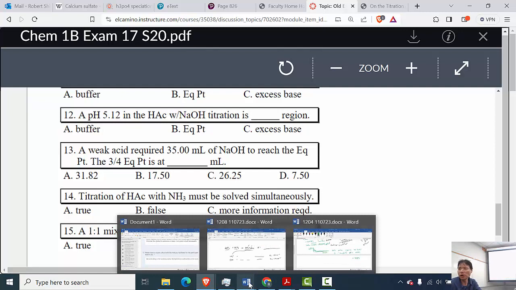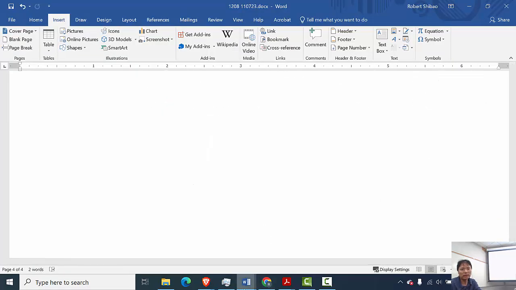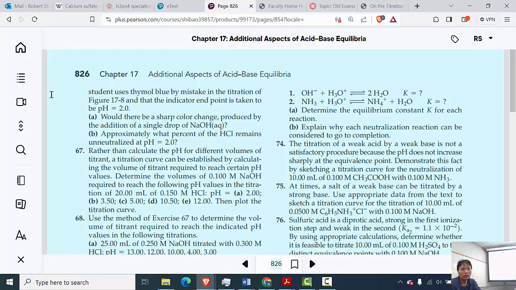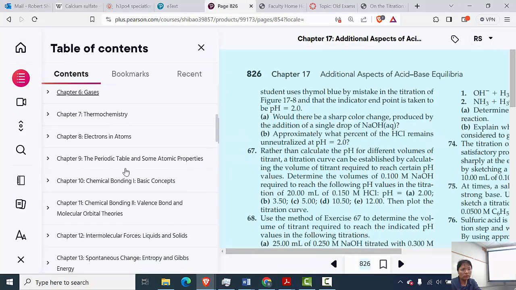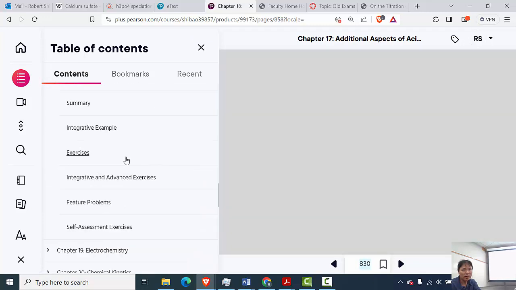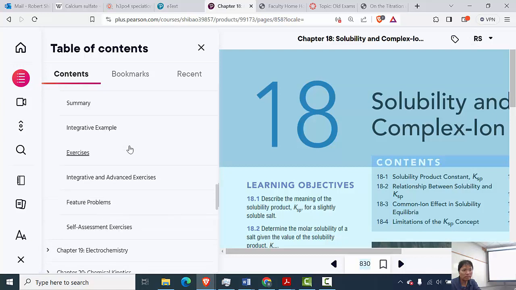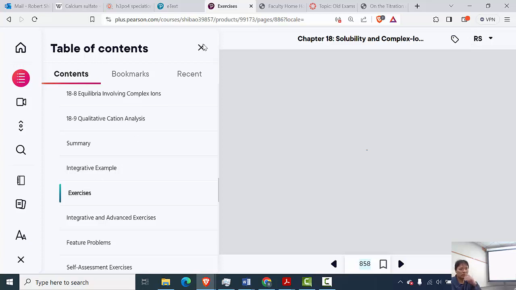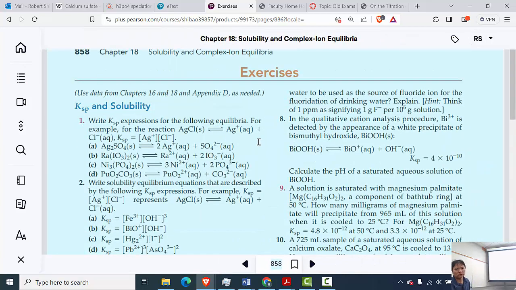Today, I just want to get into chapter 18. For chapter 18, we're going to do a different approach. This is just more ICE calculations, and more ICE calculations, but there are going to be some differences in these.